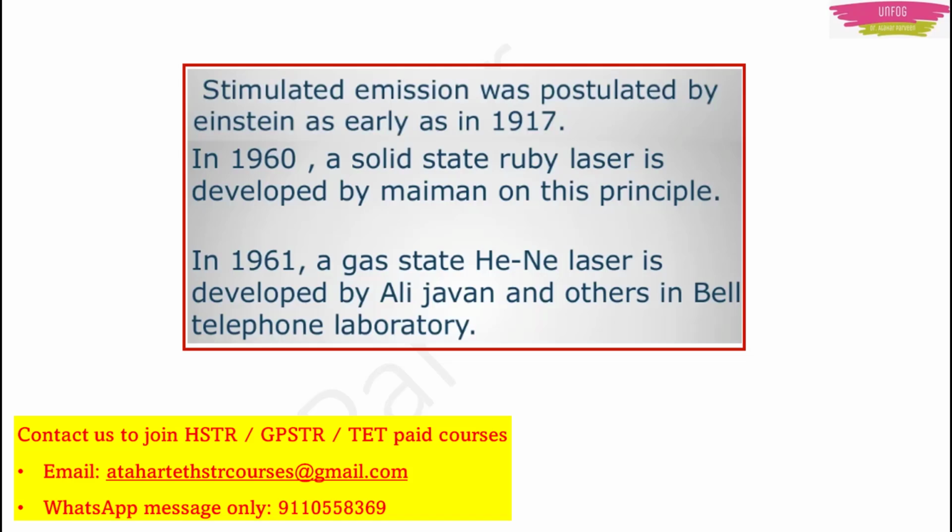He was a theoretician. But later, in 1960, a person named Maiman worked on this principle and developed a laser. That laser was a solid state laser and it was made of ruby. That's why it was called a solid state ruby laser. Ruby is actually a crystal. Crystal means solid state. Then, the next year in 1961, a gas laser was also developed by Ali Javan and others in Bell Lab. This was a helium-neon laser.